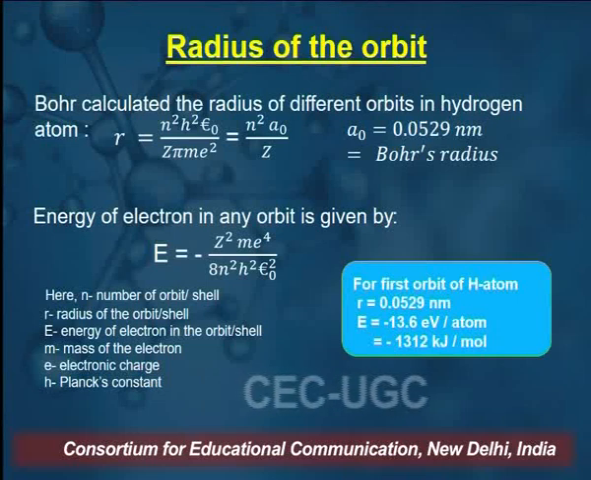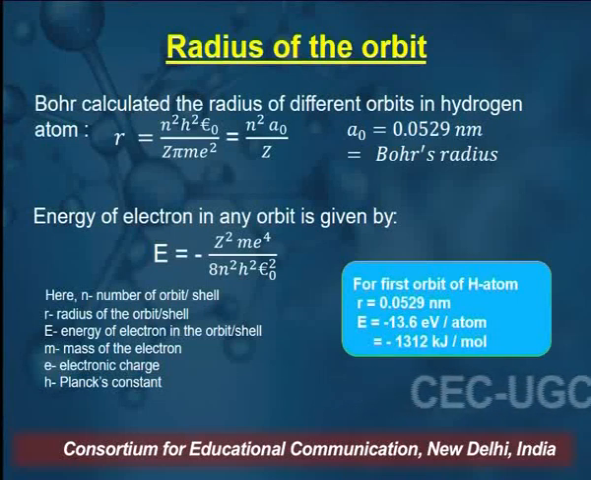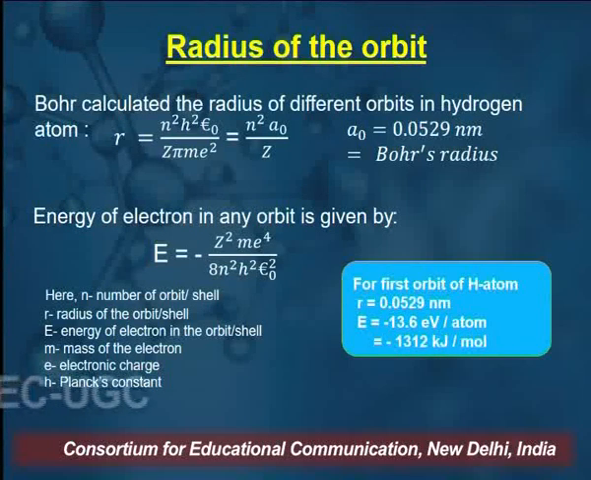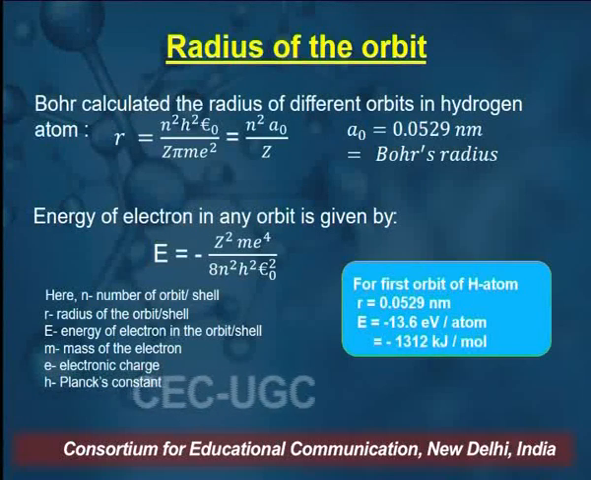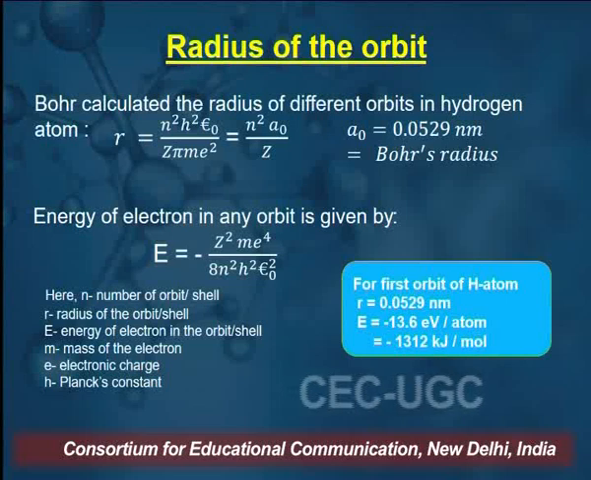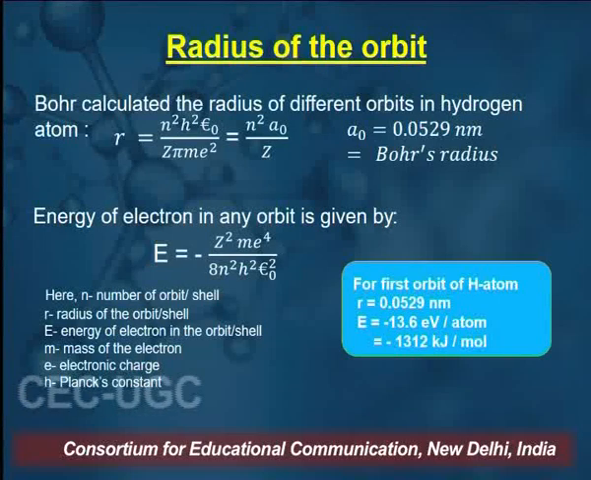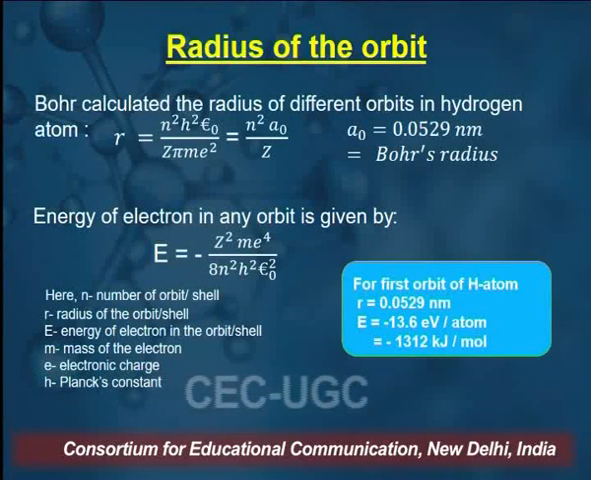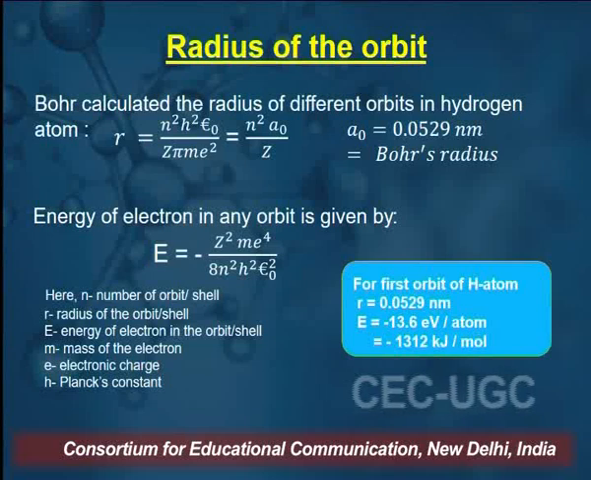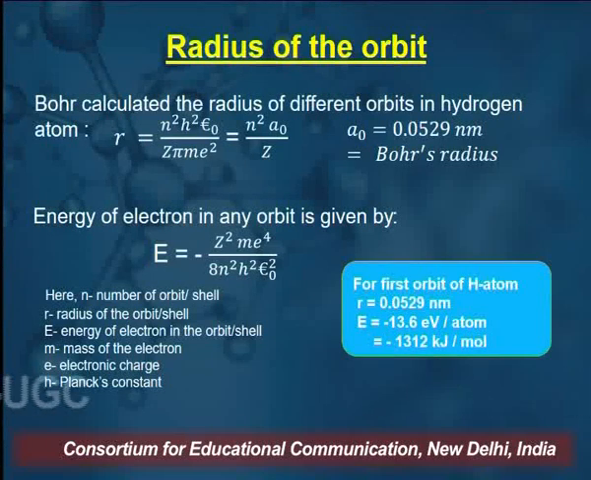Here R is the radius of the orbit or shell, E is the energy of electron in the orbit or shell, m is the mass of the electron, e is the electronic charge, and once again h is the Planck's constant. Energy for the first orbit of hydrogen atom is given by minus 13.6 electron volt per atom.